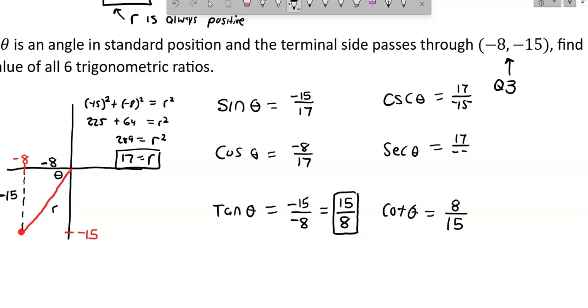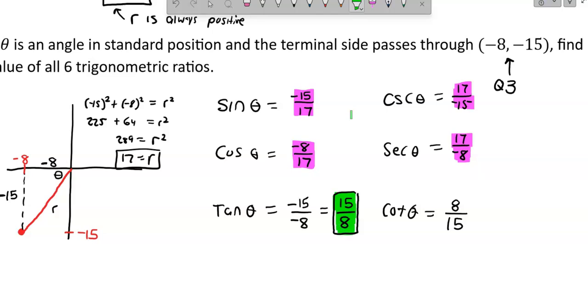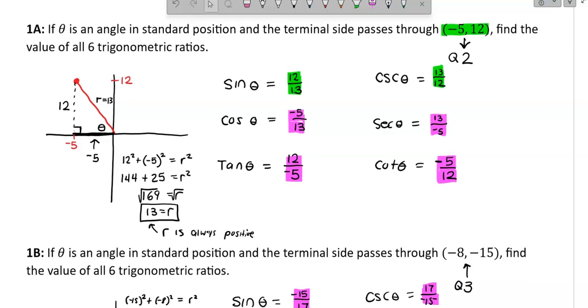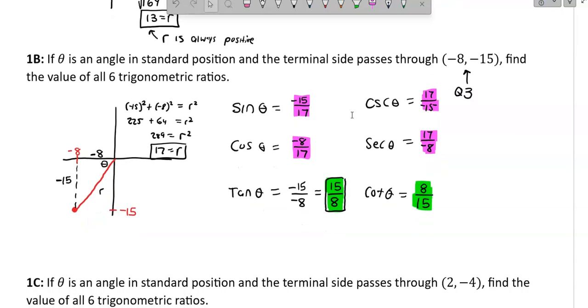And lastly, 17 over -8. Let's take note that the sine and cosine ratios are going to be negative, as well as their reciprocals. And in this situation, the tangent ratio is the one that actually ends up being positive. So when a triangle is in quadrant number 2, sine was positive, cosine and tangent were negative. In this problem, in quadrant 3, tangent was positive, sine and cosine were both negative.